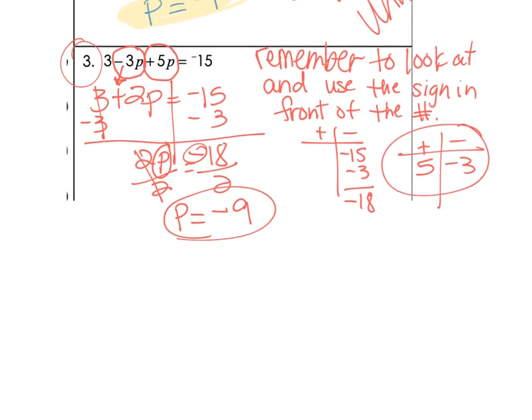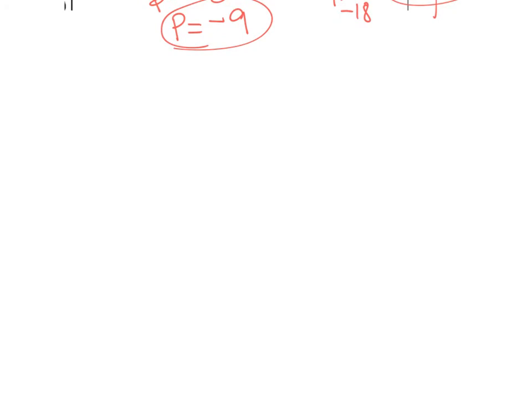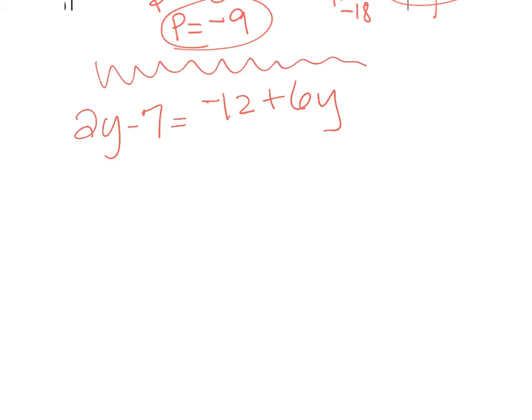Okay, so now I'm going to add a variable on the other side. So if we have 2y minus 7 equals negative 12 plus 6y. Okay, so write that down. 2y minus 7 equals negative 12 plus 6y. So now we have y's on both sides of the equation and numbers on both sides of the equation, and we need to move them to be together. We're going to combine them.